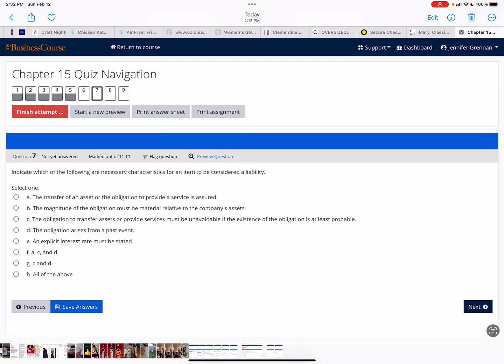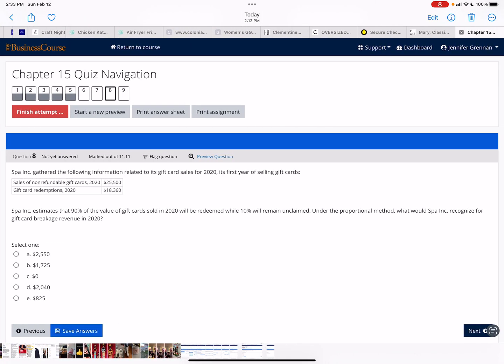Number 7, this is one I gave everybody credit for. So in general, the correct answer here is letter G. And letter G tells you that it's just C, which is an obligation to transfer assets or provide services, must be unavoidable, that the existence of the obligation is at least probable, right? So that word probable is what makes C correct. The word assured is what makes A incorrect, right? Because it only has to be probable that we have to provide something. It doesn't have to be assured. I gave everybody credit for this because I just felt like that was getting too nitpicky.